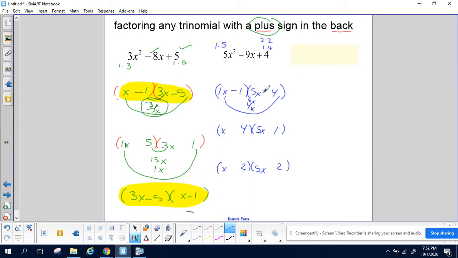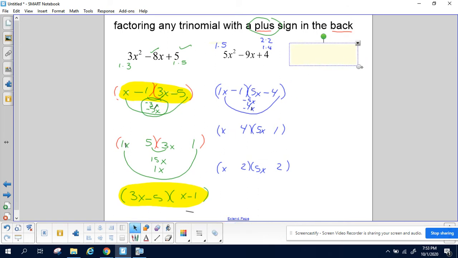So if I put negative, negative, multiplies to 4, that checks. This would make negative 4x. This makes negative 5x. The inner and outer terms make negative 9x. So I don't even have to worry about checking those. I got kind of lucky.